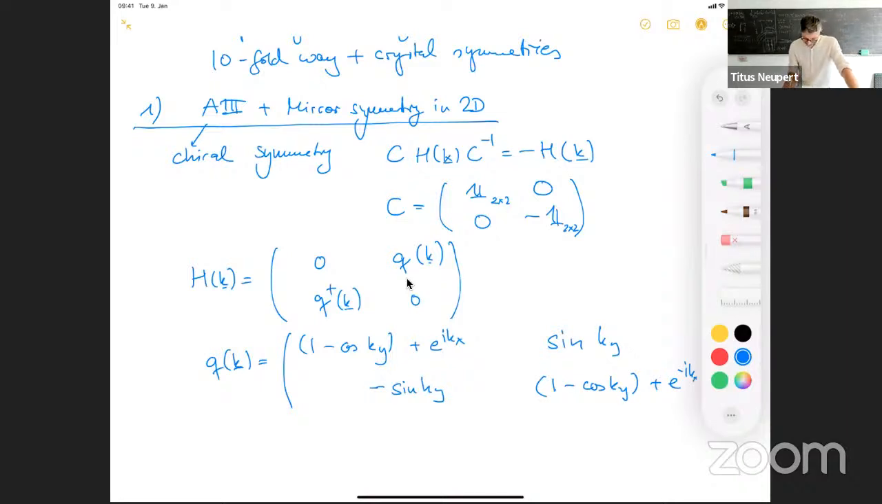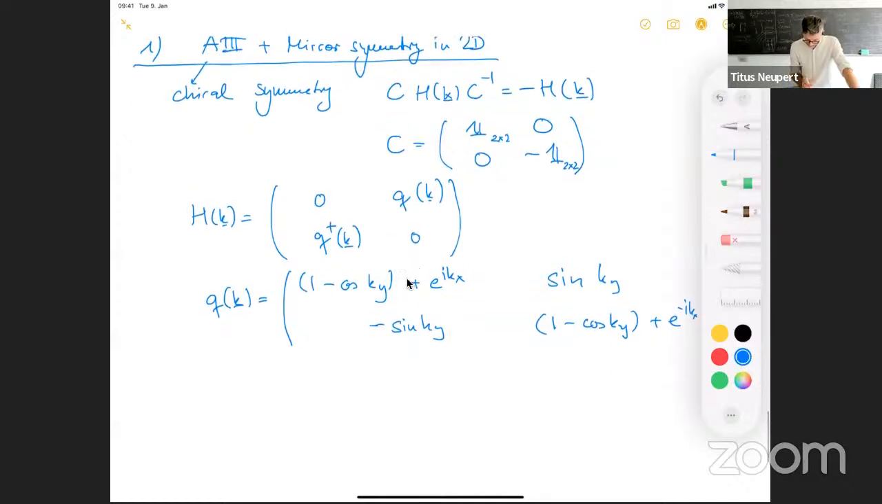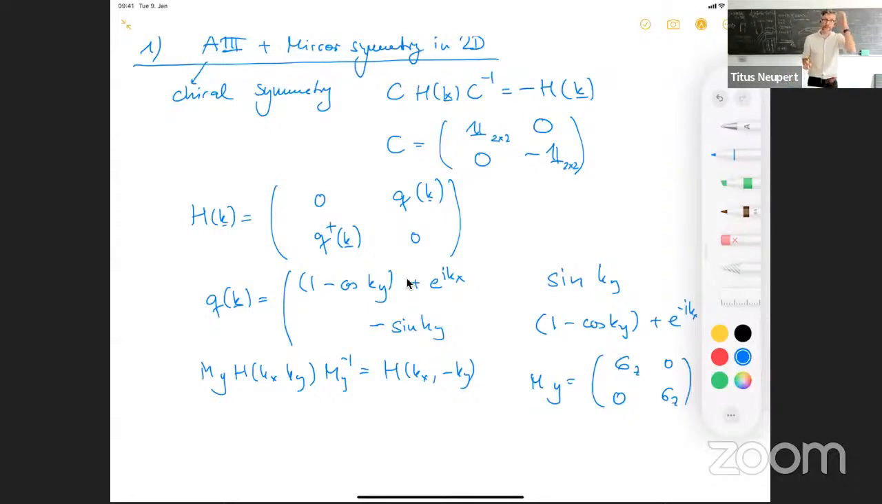Okay, and I say I want this to be mirror symmetric. So what's the mirror symmetry? I want the mirror symmetry in y direction that acts on the Hamiltonian as follows: M_y H(kx, ky) M_y inverse equals H(kx, minus ky). The specific representation of mirror symmetry that this Hamiltonian obeys is sigma z, 0, 0, sigma z. So simultaneously, I've diagonalized the chiral symmetry and the mirror symmetry, and there are two mirror subspaces, one with plus one and one with minus one eigenvalue.